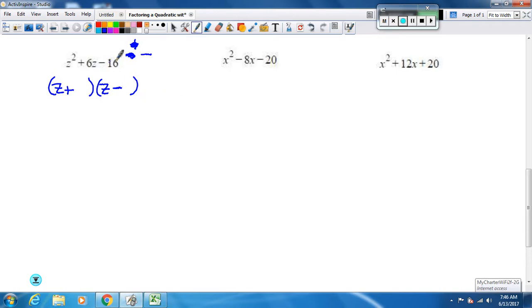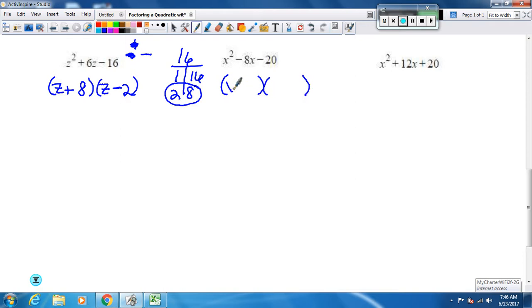And you work backwards. The factors of 16, when I subtract them, equal 6. So the factors of 16 are 1 times 16, 2 times 8. When I subtract those, I get 6. The biggest number comes first, and that one's finished. Okay, the next one, make two sets of parentheses.